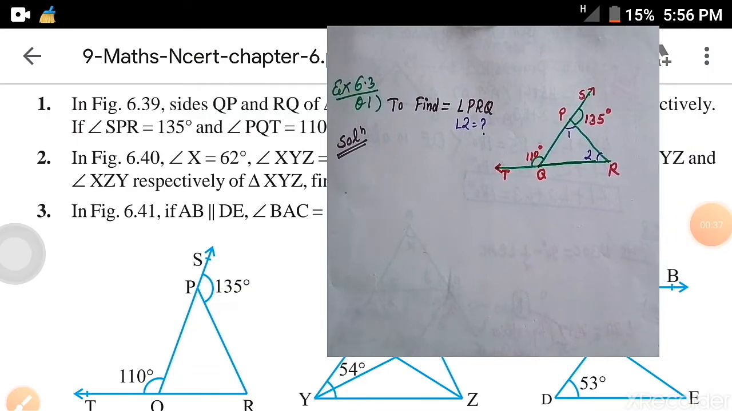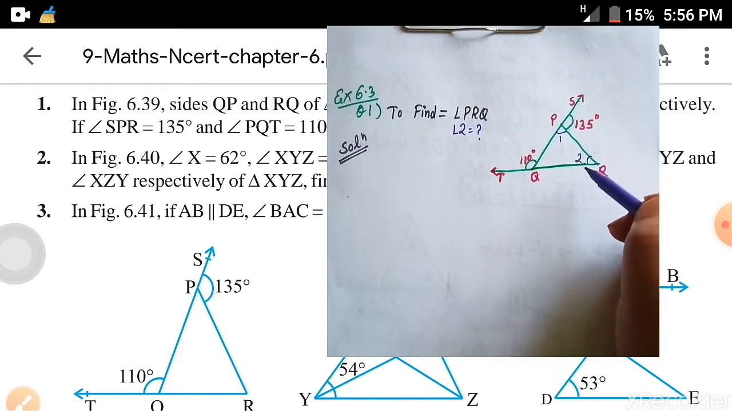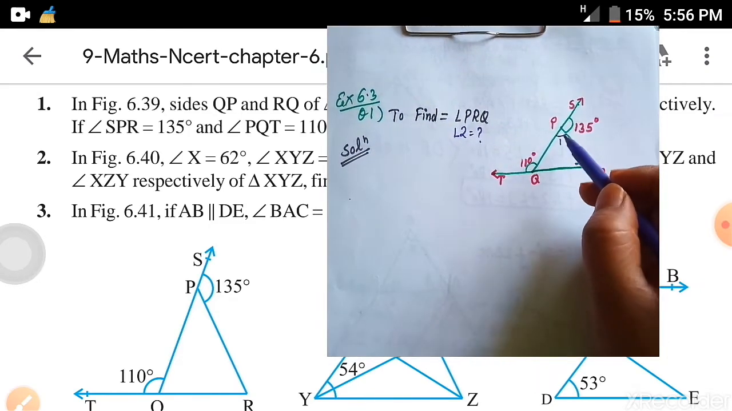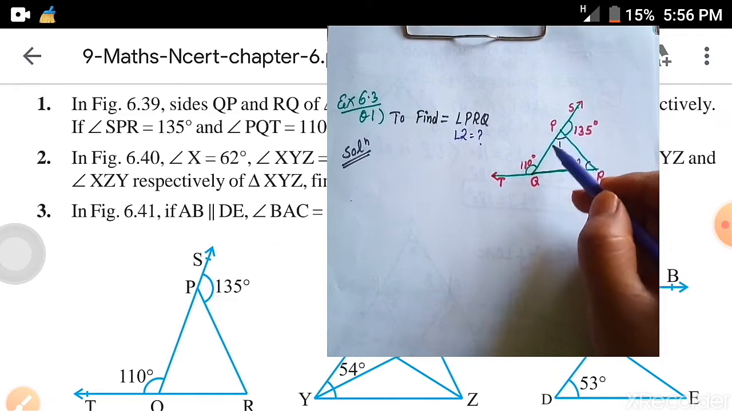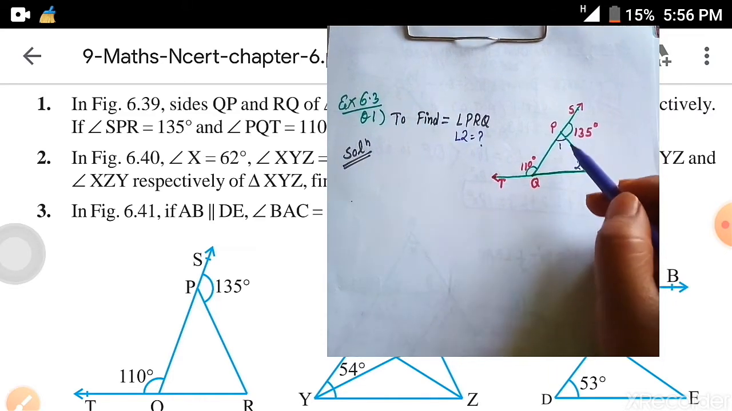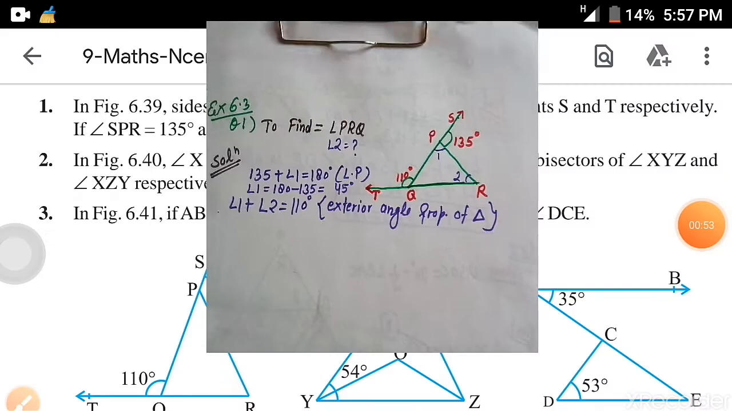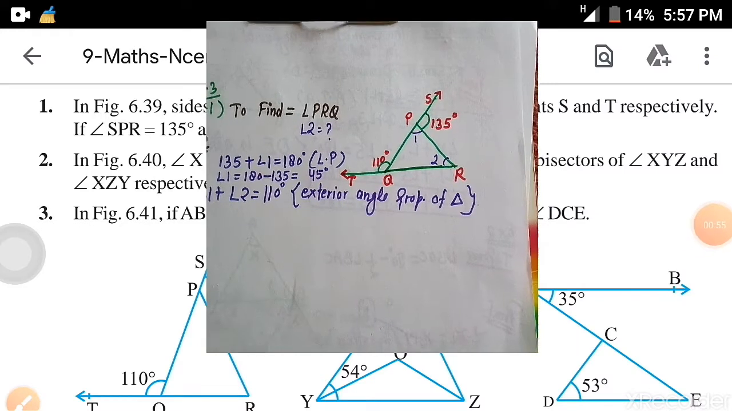You will see that in this question we have to find out the value of angle 2. For that, first we have to find out angle 1, and angle 1 we can find out with the help of linear pair. When we find angle 1, we will use the exterior angle property of triangle. You can see that I have done some part for you.